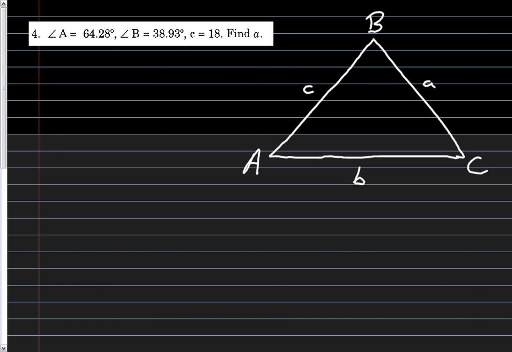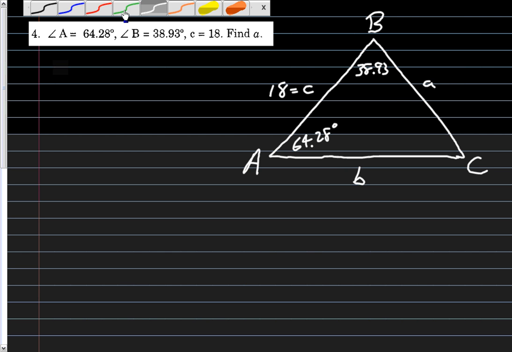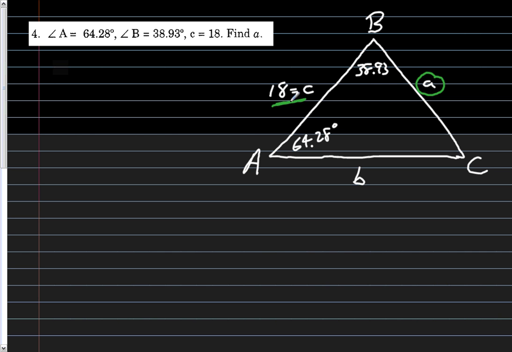Okay, so now I'm ready to solve my problem, and what I can do here is start labeling things. Angle A, that's 64.28 degrees. Angle B is 38.93 degrees, and side C is 18. Now, you'll see that they're asking for side A. They gave us side C, but there's no angle C here. Well, that's not a problem.